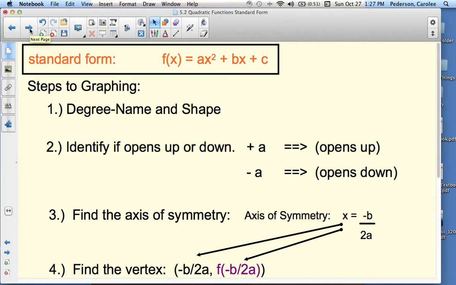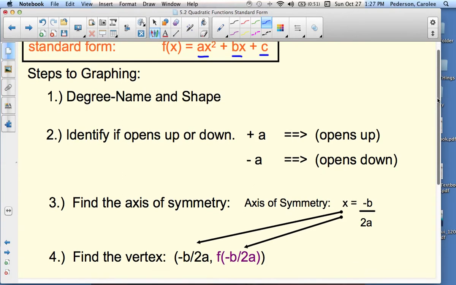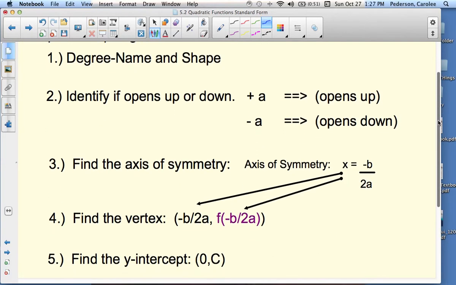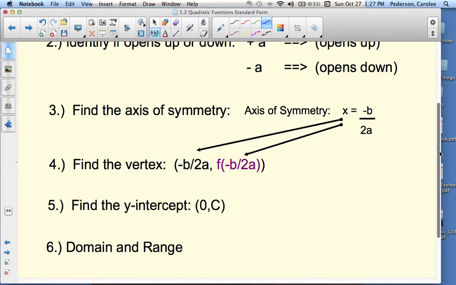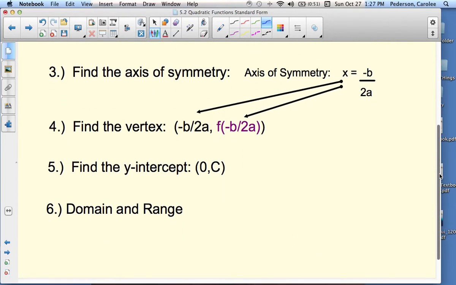We're going to show you a standard form polynomial, ax squared plus bx plus c. And we want you to identify the degree, the name, the shape. Does it open up or down? The axis of symmetry, the vertex, the y-intercept, and the domain and range.